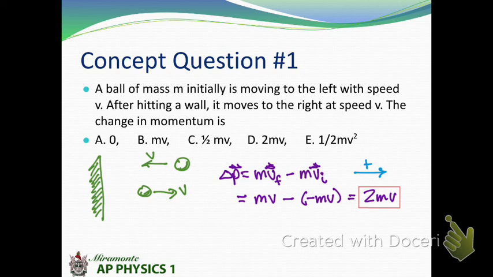And that should make sense if you think about how you have a ball, and you basically are bringing it to the wall and you're bringing it to a stop. So it has a change of mv. Then you take the same ball and you push it so it goes out at a speed of v for another change of mv. So basically a double change, from mv and another mv, for 2mv.